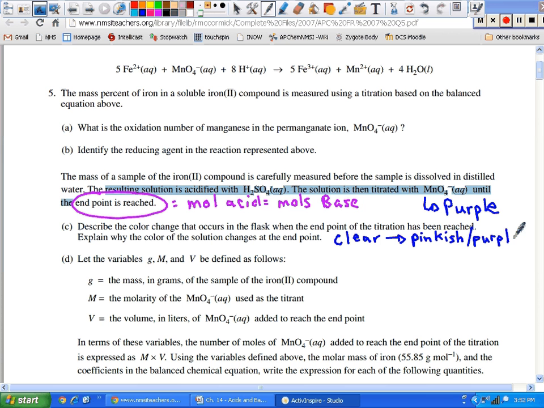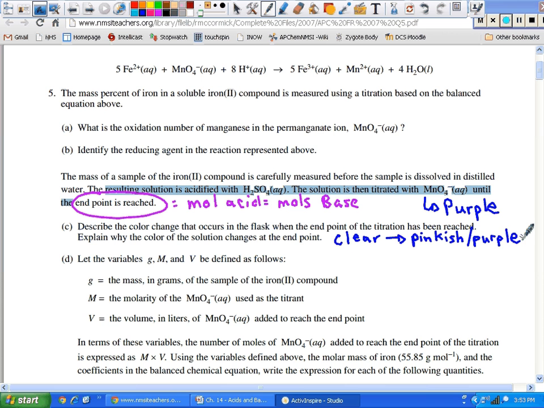Okay. All right. So it goes from clear to pinkish purple. That's what it's going to stay. I mean, all it says is purple dash pink. You can say purple. You can say pink. It doesn't matter. Okay. So it's a very faint, light pinkish purple color. Pink, purple, purple, pink, whatever. Magenta would work. Yes, Elliot. Magenta will work. So then it says, explain why the color of the solution changes at the end point.